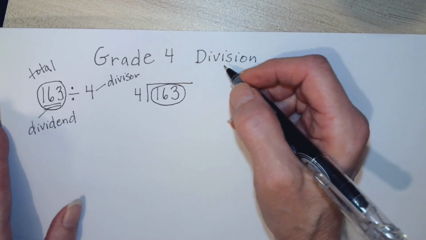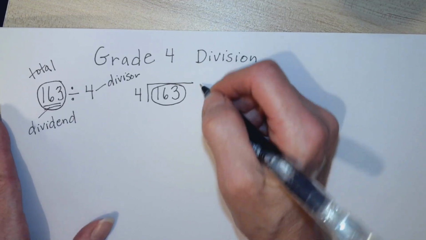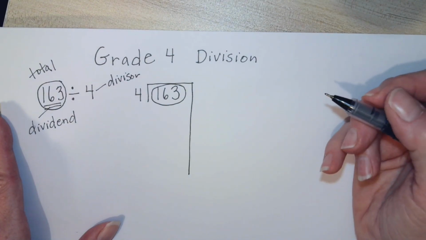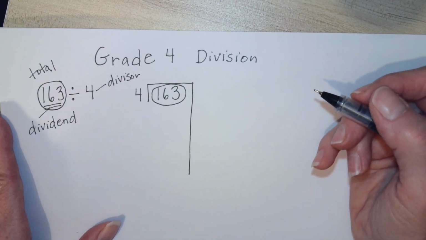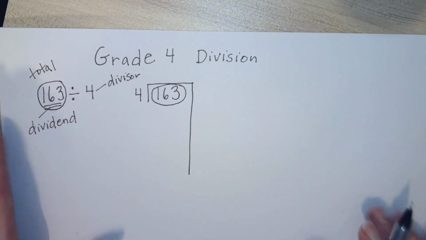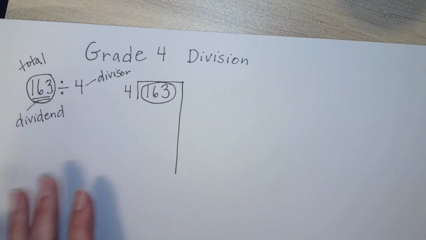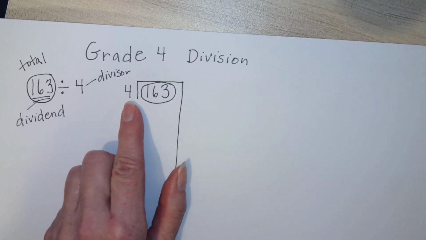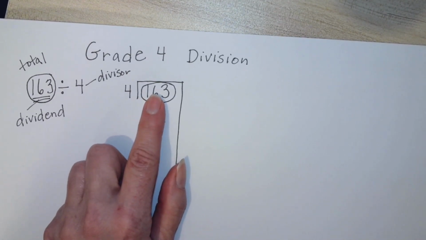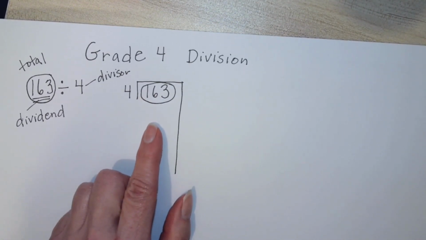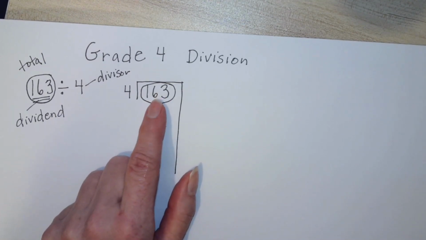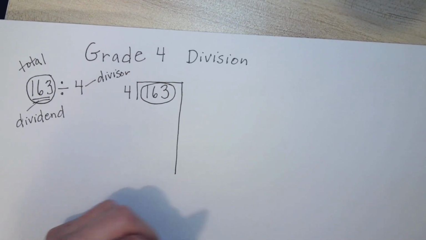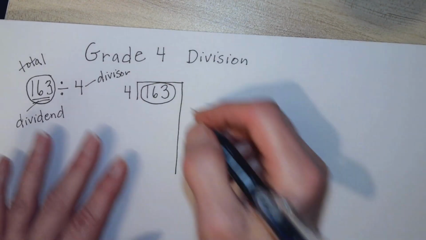So one of the ways we teach division in 4th grade is partial quotients. And remember, the answer to a division problem is the quotient. The way we do this is we look at the total, 163, and we say, how many 4s can go into this? One of the ways you learned how to figure this out in 3rd grade with smaller numbers is repeated subtraction. Let me just show you what would happen if you used repeated subtraction with this.